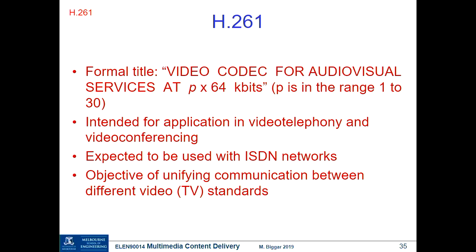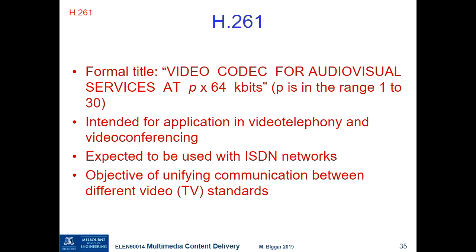But in terms of the codec, it just meant that it had to operate at a multiple of 64 kilobits per second. And because it was intended for video telephony and video conferencing, one of its objectives was to try to unify communications between the different video standards, which is no small feat.